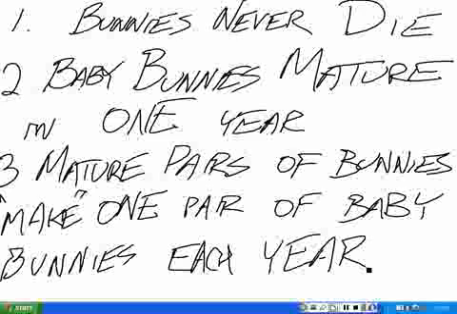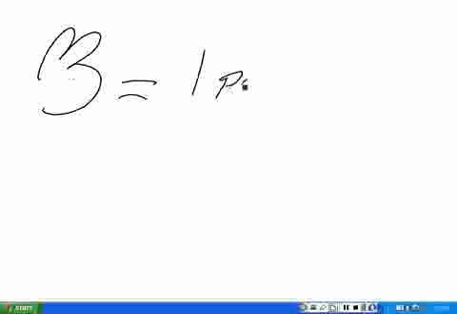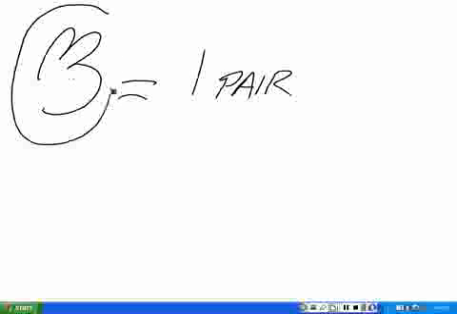So here's the question. If we start off with 1 pair of baby bunnies in year 1, how many bunnies will we have in year n? So this is what we're going to try and solve. Now, in order to do this, let's use this symbol. Because the computer screen I'm writing on is kind of small, I'm going to use that symbol to represent 1 pair of bunnies. Not 1 bunny, but each time you see this, that stands for 1 pair of bunnies.